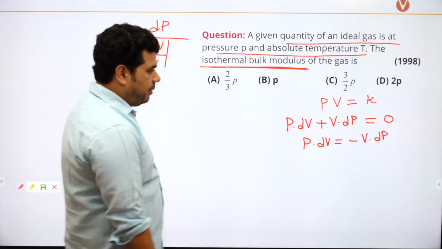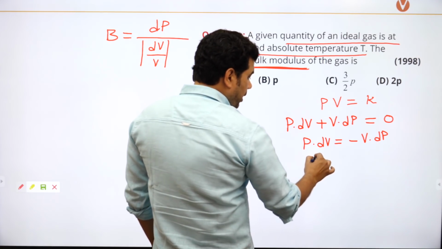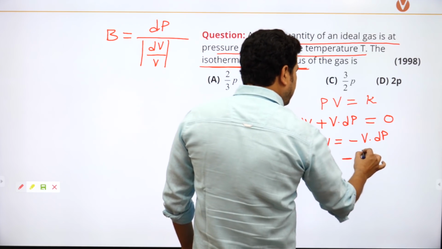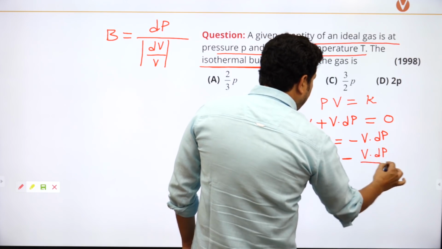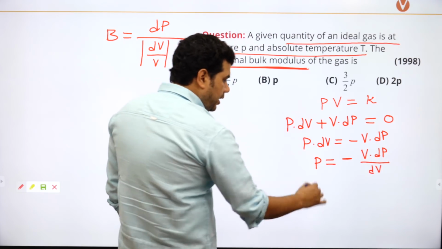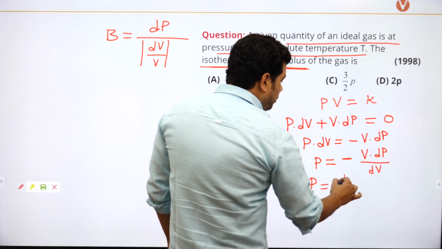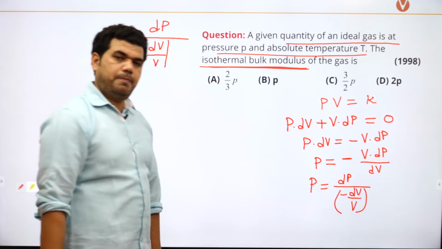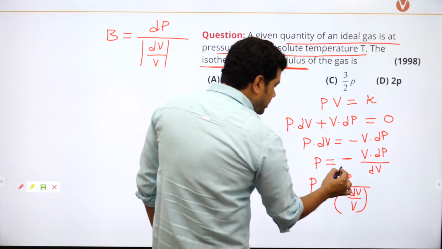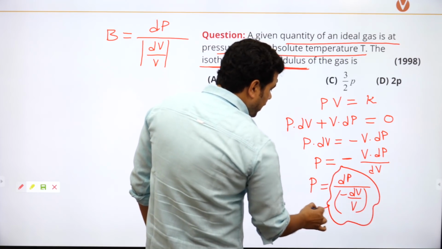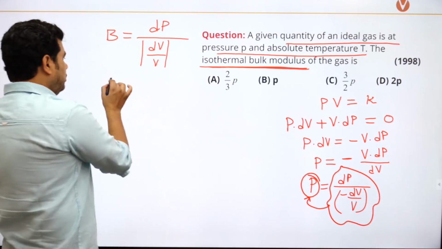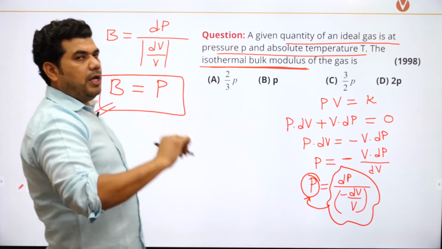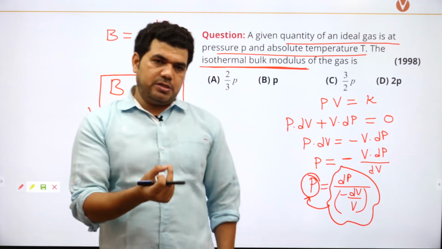Okay guys, if we have minus V dP, so we can say what? P is equal to minus V dP divided by dV, and here we can say P is equal to dP divided by minus dV upon V. Okay, and we just have to find this one, and this value is equal to P. So the bulk modulus of isothermal is nothing but P. A very easy question. One more topic is there.